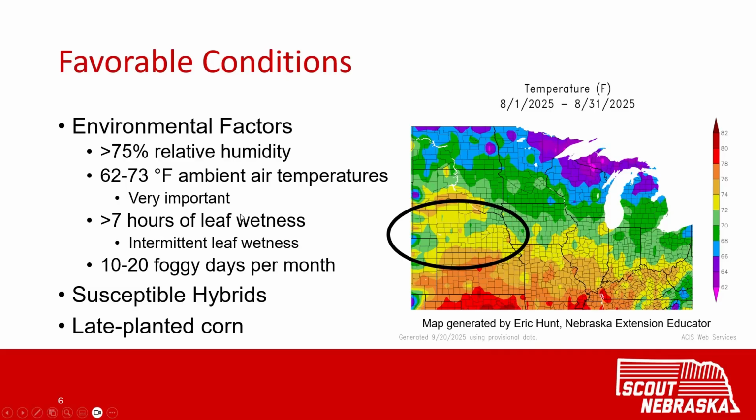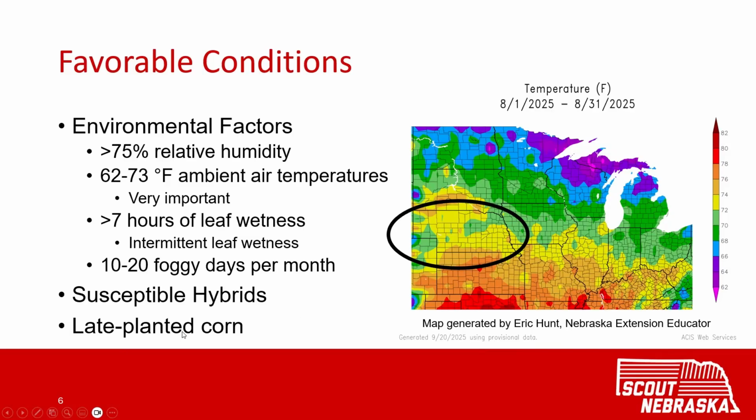Additionally, greater than 7 hours of leaf wetness, and like I said, not consistent, always wet leaves, but kind of intermittent leaf wetness to aid in that infection process. And so susceptible hybrids are really going to be critical for development of this disease. We want to be looking for those tolerant and resistant hybrids.